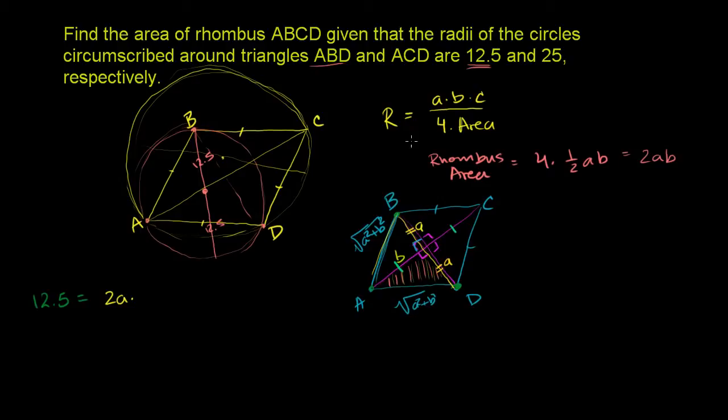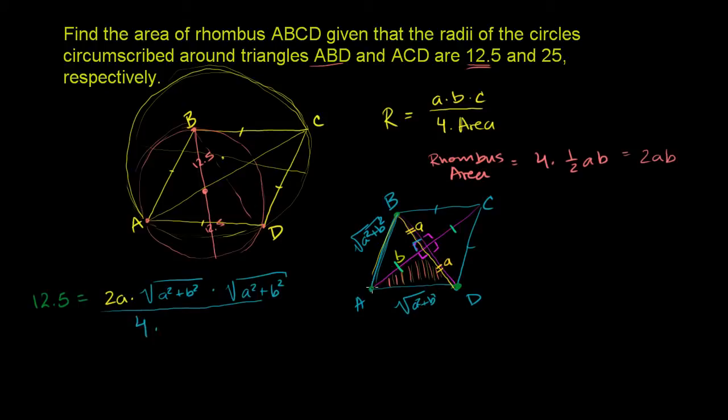So the product of the sides, you have 2a, that's the length of BD, times the length of BA, which is going to be the square root of a squared plus b squared, times the length of AD, which is the square root of a squared plus b squared. All of that over 4 times the area of ABD.